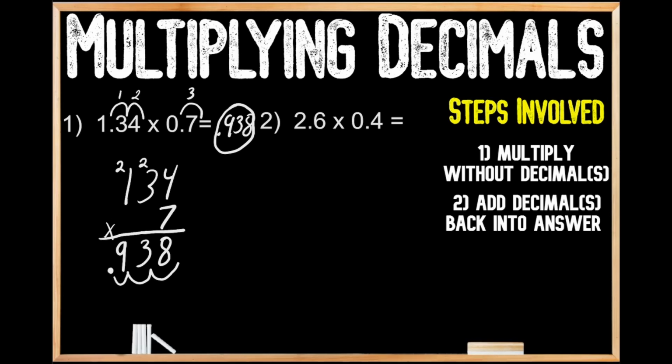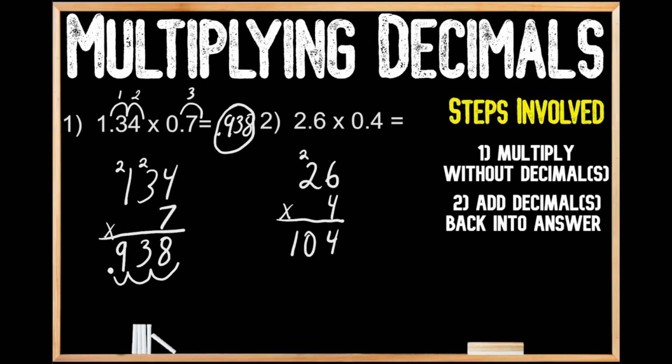Remembering our first step is to multiply without decimals, so we're going to rewrite this problem down below as 26 times 4. When we multiply 4 times 6, we get 24, so we're going to write the 4 and carry the 2. When we multiply 4 times 2, we get 8, plus 2 gives us 10, for 104. Now we need to move on to step number 2, where we add our decimals back into our answer.